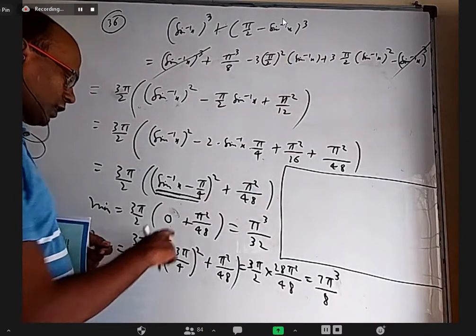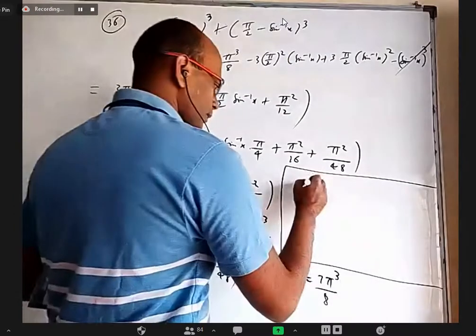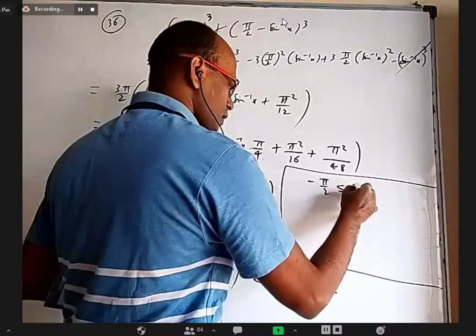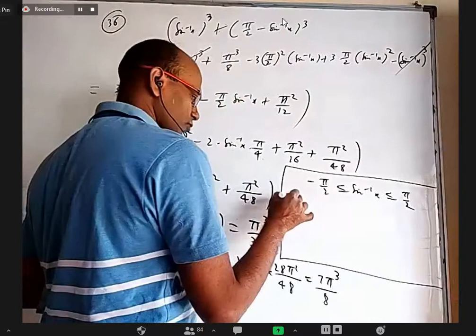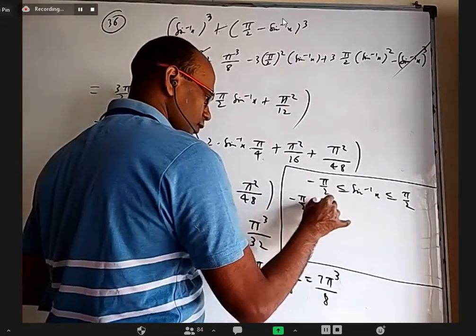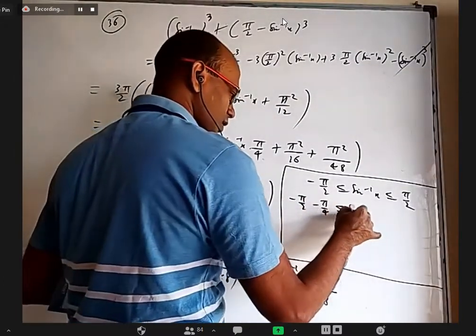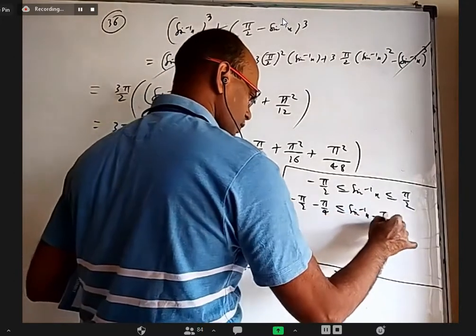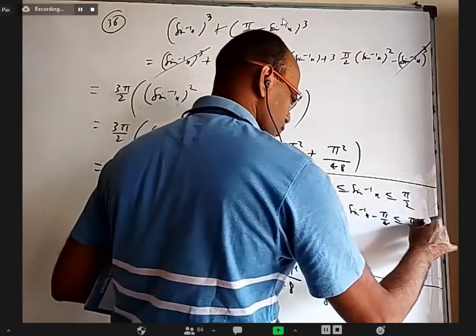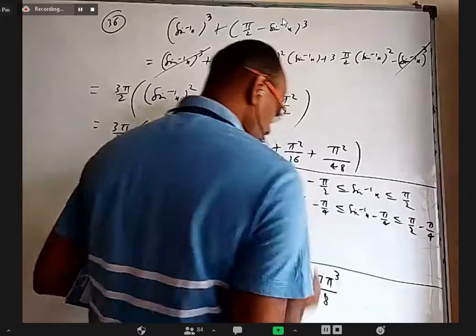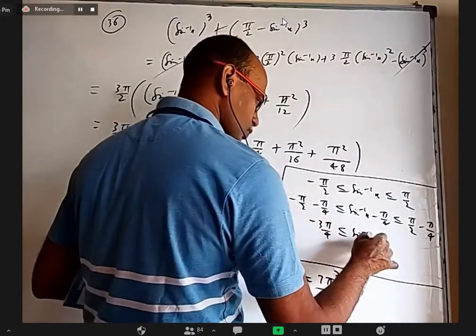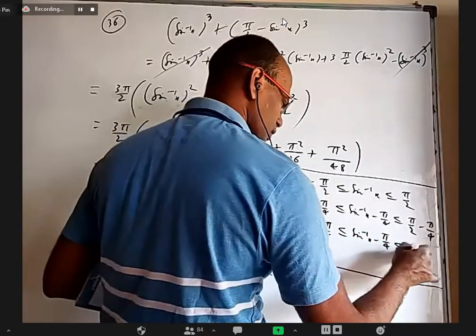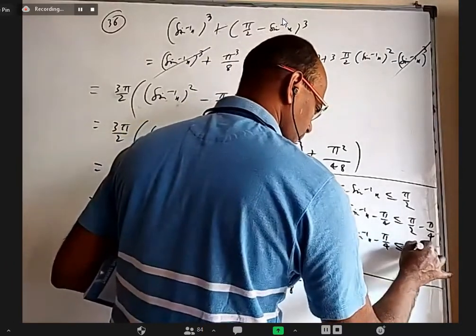Okay, how did I write this 0 and this? If somebody may have a doubt: minus pi by 2 less than or equal to sin inverse x less than or equal to pi by 2. When I subtract pi by 4, minus pi by 2 minus pi by 4 less than or equal to sin inverse x minus pi by 4 less than or equal to pi by 2 minus pi by 4, which is minus 3 pi by 4 less than or equal to sin inverse x minus pi by 4 less than or equal to pi by 4.